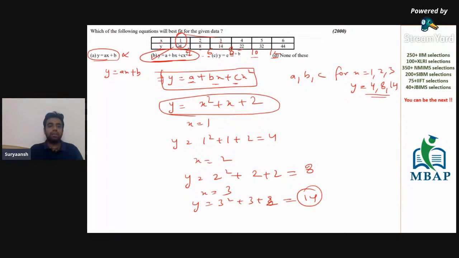Okay. So the answer is option B, which is a quadratic relationship. So the equation that would best fit would be that. Okay, Sanchita, the third option, to eliminate, would be y is equal to e raised to power ax plus b. Now for y equal to e raised to power x, the graph is something like this.